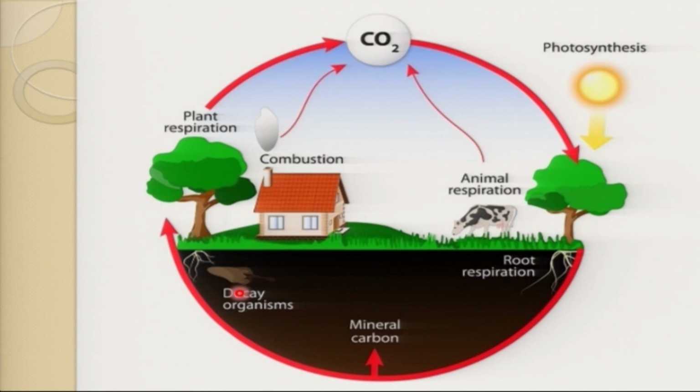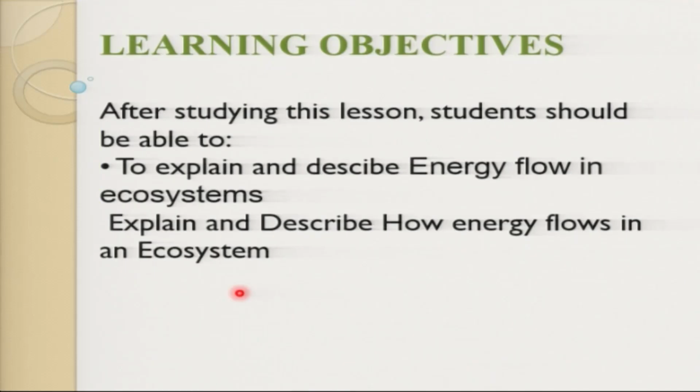How could animals feed on green plants? How could plants get energy from sunlight? And eventually, they convert light energy into chemical energy, all right? So let's have the lesson, all right?